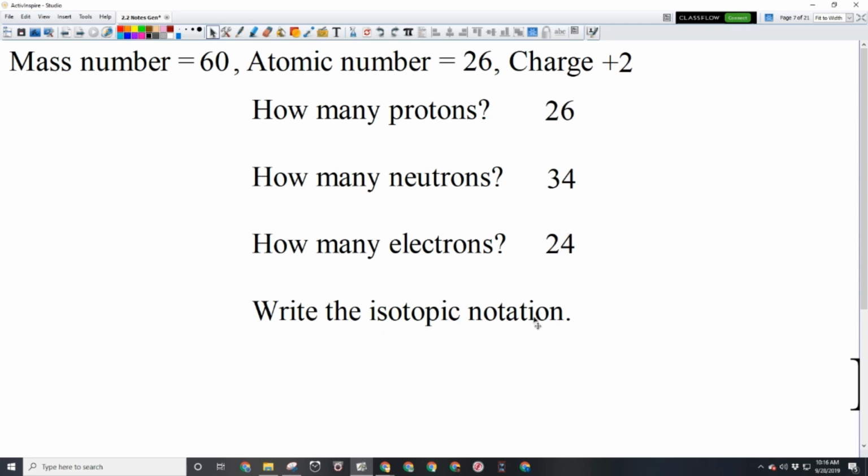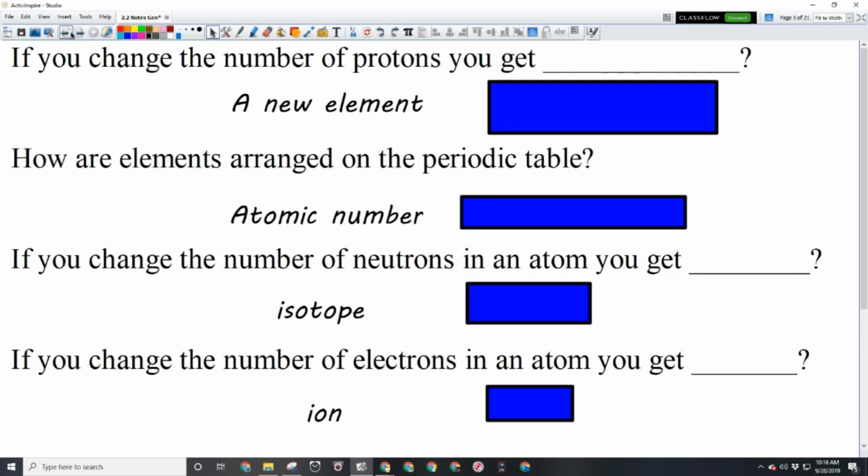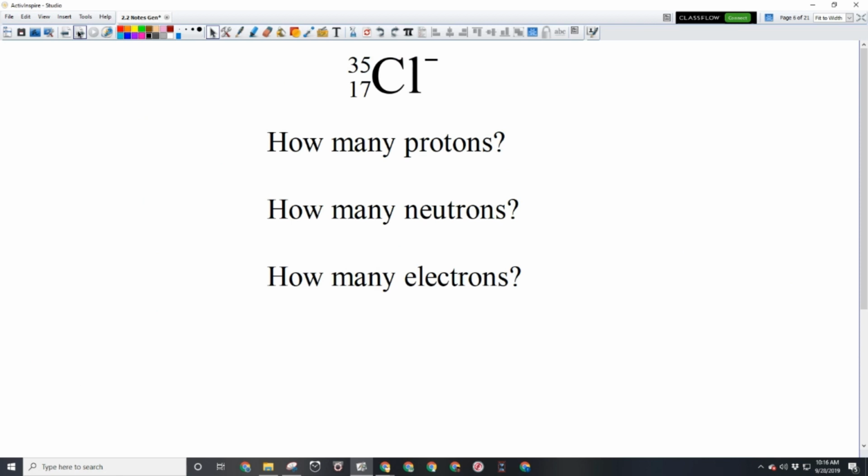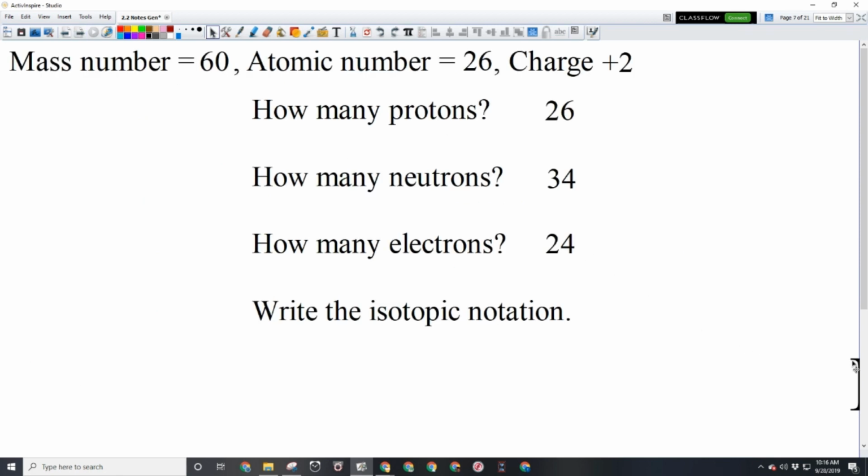All right, so write the isotopic notation. Well, what element is this? We always look at the protons to find the element. So the element is element number 26. So if you go back and look at your periodic table and find number 26, right here, that's going to be iron. So iron is the element.